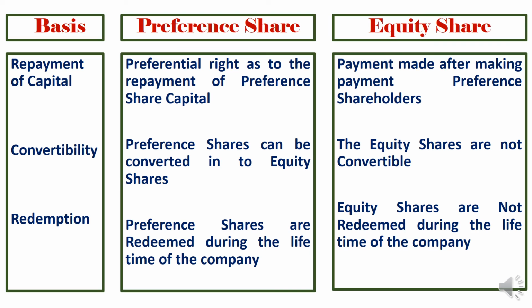Redemption. Preference shares are redeemed during the lifetime of the company. In the sense, preference shares can be redeemed. The amount of capital can be returned to the preference shareholder during the lifetime of the company. Whereas equity share capital cannot be redeemed during the lifetime of the company except when the company is liquidating. So these are the basic differences between equity and preference shares.